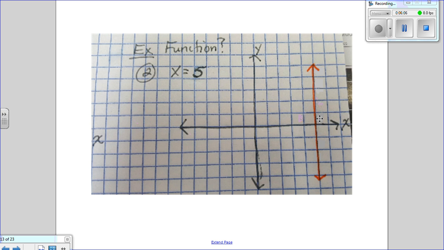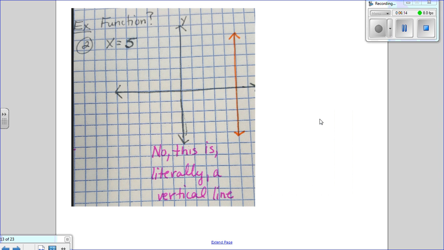And just with the fact that it's a vertical line, that should tell you everything here. Does this pass the vertical line test? Is there a vertical line going through any 2 points? Well, no, this is literally a vertical line, so therefore it doesn't pass the test. So no, this is not a function. If you have questions on this one, please ask. I will probably pause right here.